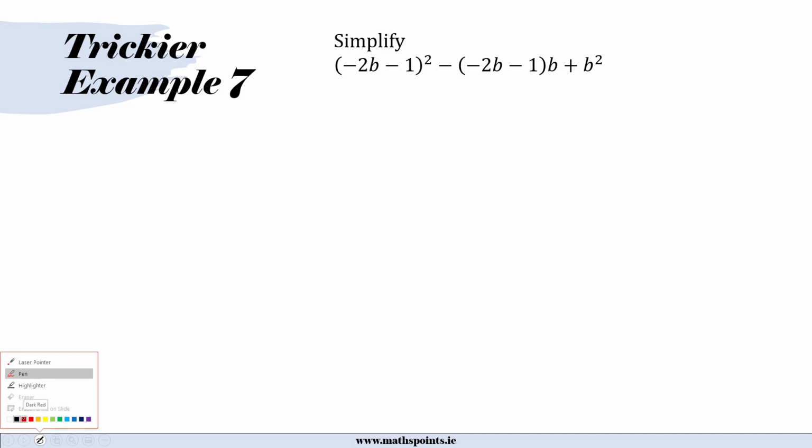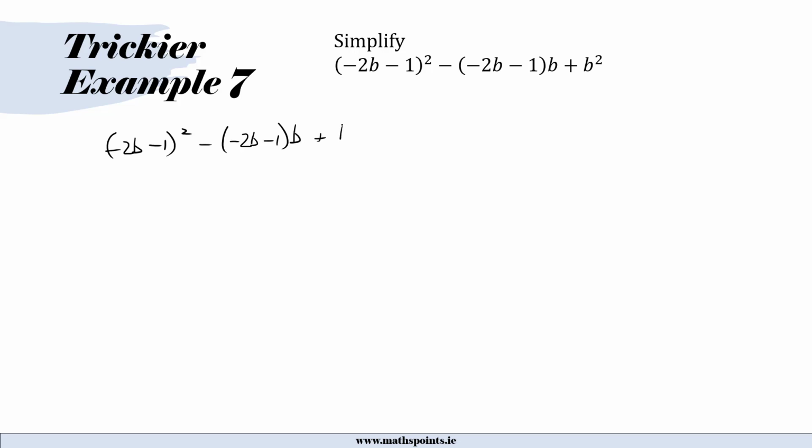This is the 2012 Leaving Cert higher level, and it's a different type of a simultaneous equation where a couple of lines into the sum we're left with this. So this wasn't the way the question would have been written originally, but this work has to be done to progress to the next stage of the question. So let's have a look at it. So we have minus 2b minus 1 squared minus 2b minus 1 times b plus b squared.